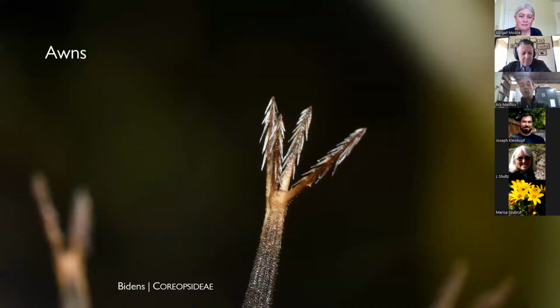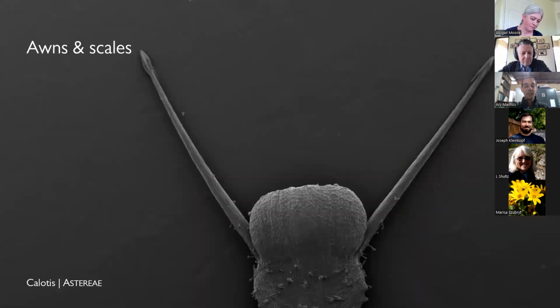Then we have the awns. These are pretty common to find as well, like in these Bidens. And just to show you some more examples of heteromorphic pappuses, here awns and scales coexisting in the same achene.